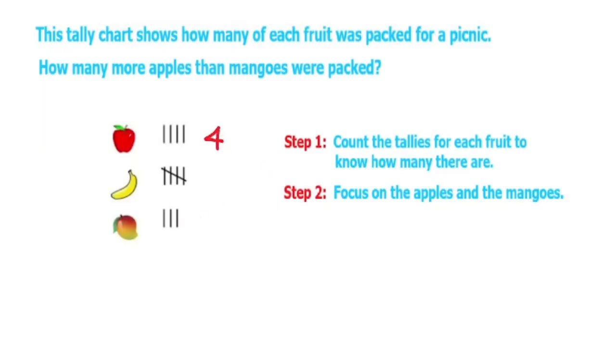And now let's count the bananas. So this is 1, 2, 3, 4, 5. The one across is the 5th one. So there's 5 bananas. So let's put that in.